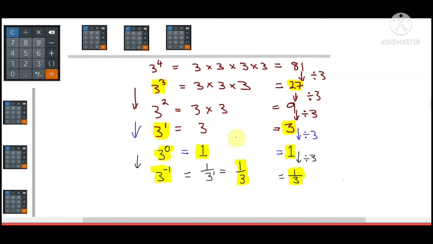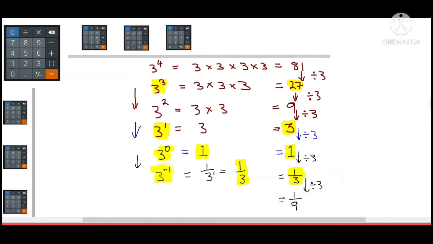Let's try one more. So we're going to be dividing by 3 one more time. So this is 1 over 3 now divided by 3. And of course, if you calculate that using your calculator, or if your brain is as good as or better than mine, you know 1 over 3 divided by 3 gives you 1 over 9.